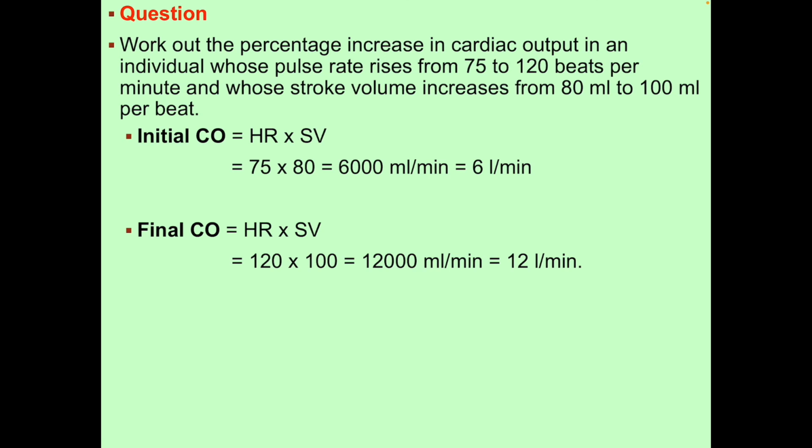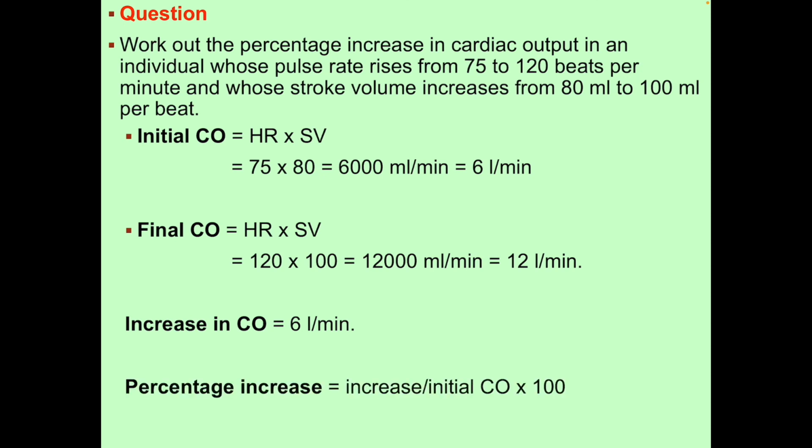The final thing we need to do then is to work out the percentage increase. So the increase of 12 litres minus 6 litres is 6 litres per minute. We divide that by the initial value, which was 6. So 6 divided by 6 multiplied by 100 gives us an answer of a 100% increase in cardiac output.